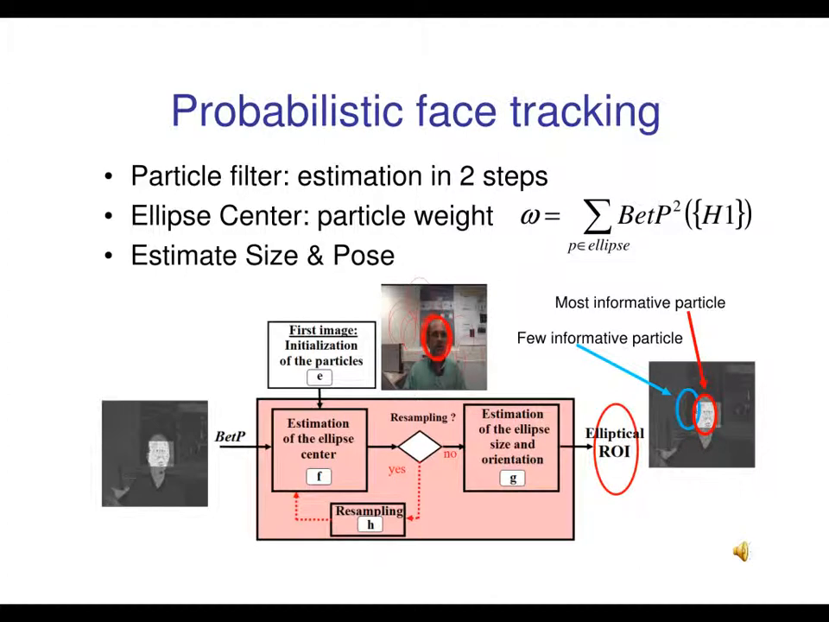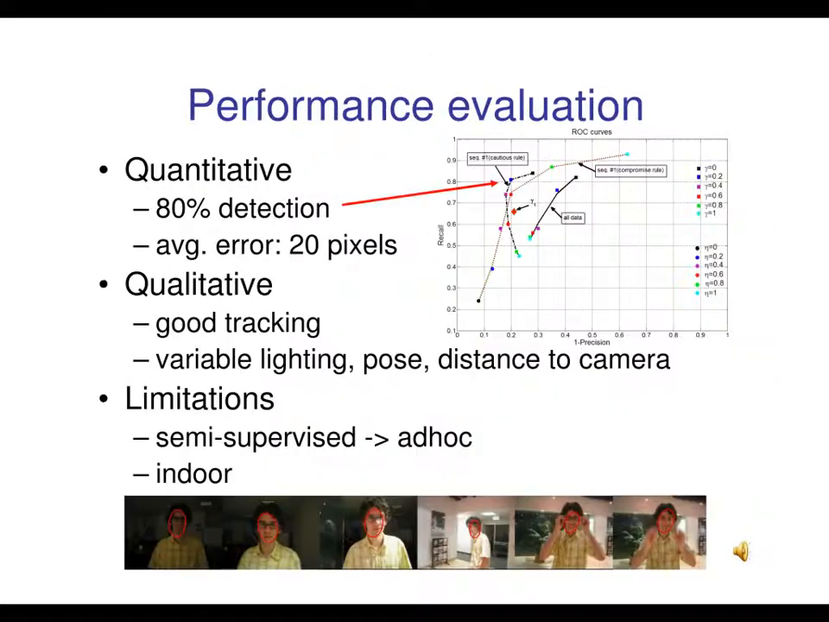Face tracking is achieved with a classical probabilistic approach. Since the outer contour of the face is approximated by an ellipse, we use a particle filter that estimates the ellipse in two steps. First, it gives the center of the most informative ellipse. It means that it matches the best the face hypothesis. To do so, the weight of each particle is computed as the sum of squared pignistic probabilities inside each ellipse. Then, ellipse size and pose are adjusted by least squares fitting.